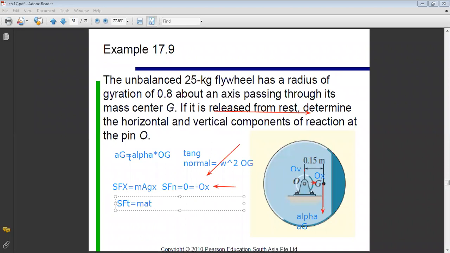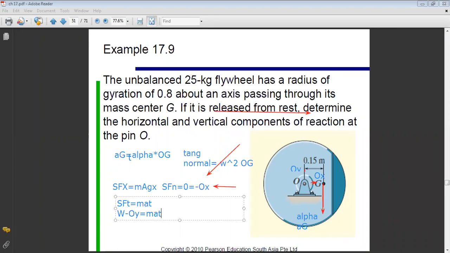What are my forces along the tangential direction? I have plus W minus OY equals MA tangential. Okay, this is my second relation.